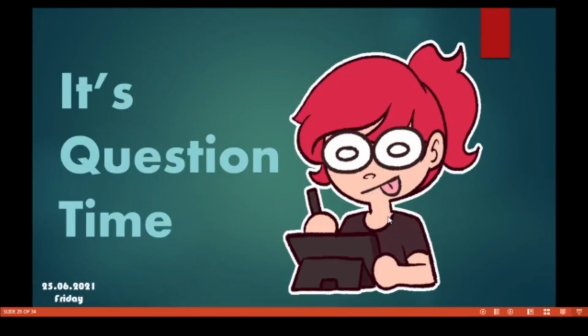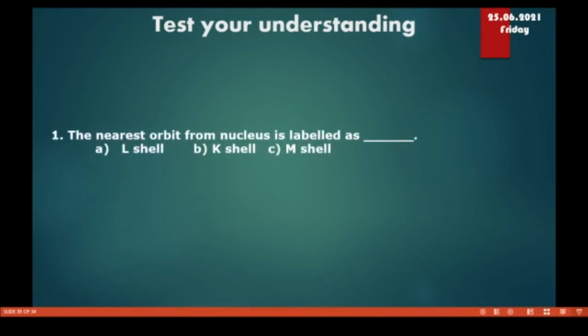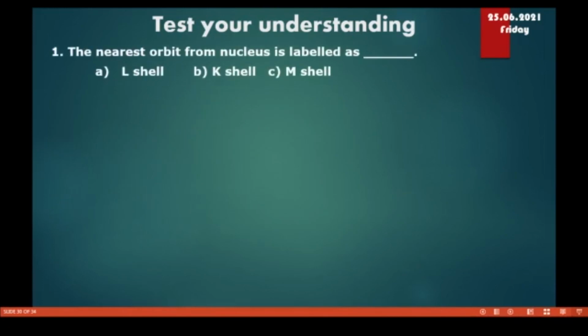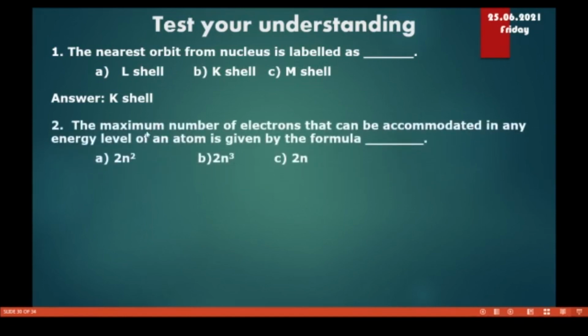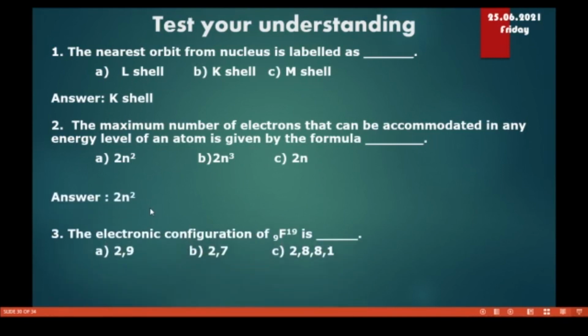Okay students, this is question time. The nearest orbit from the nucleus is labeled as K shell. The maximum number of electrons that can be accommodated in any energy level of an atom is given by the formula: 2n square, 2n cube, or 2n? The answer is 2n square.